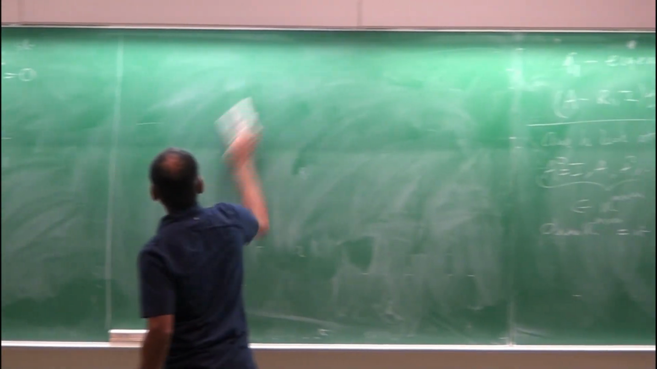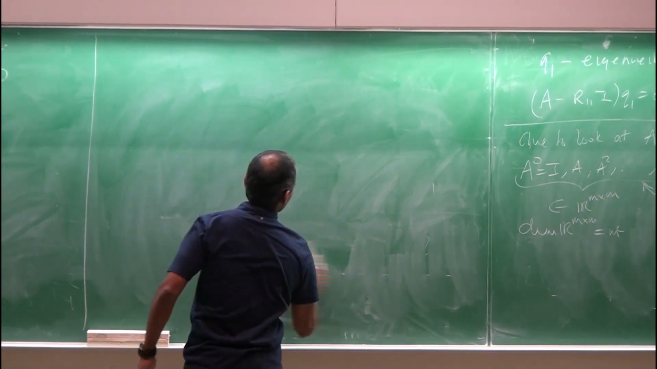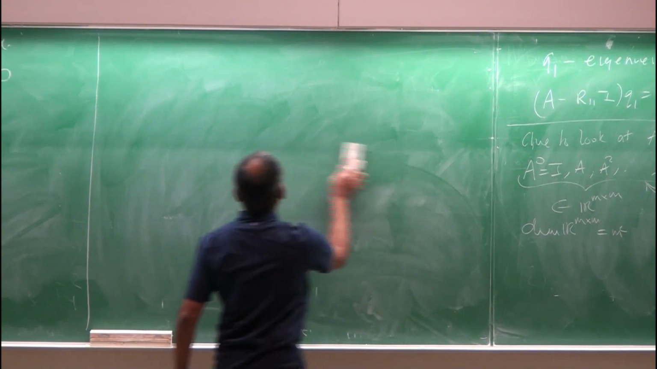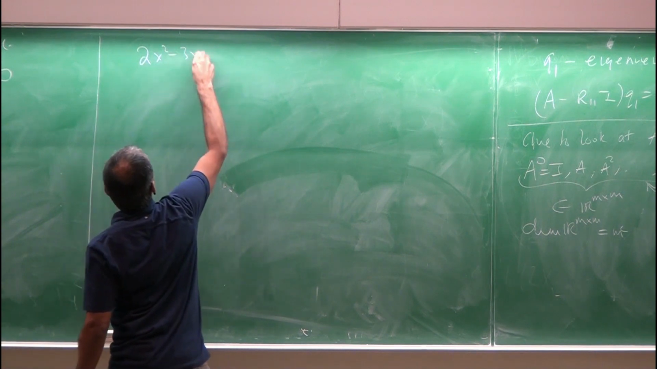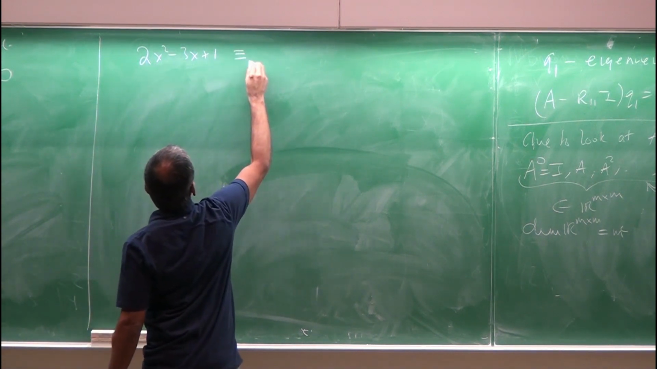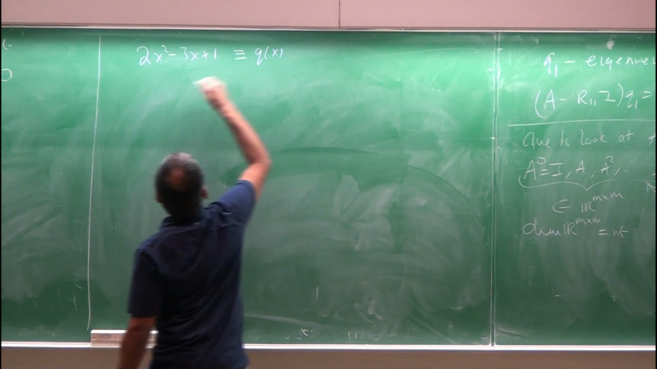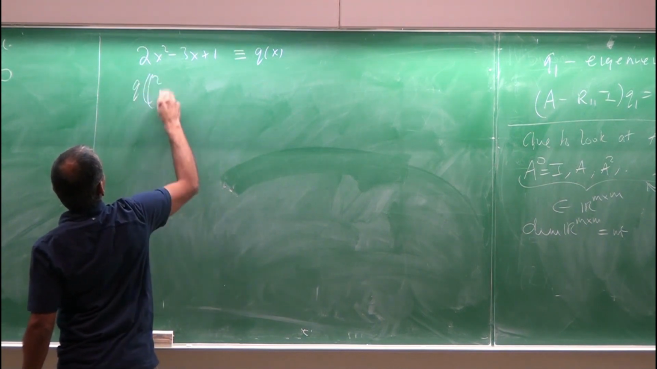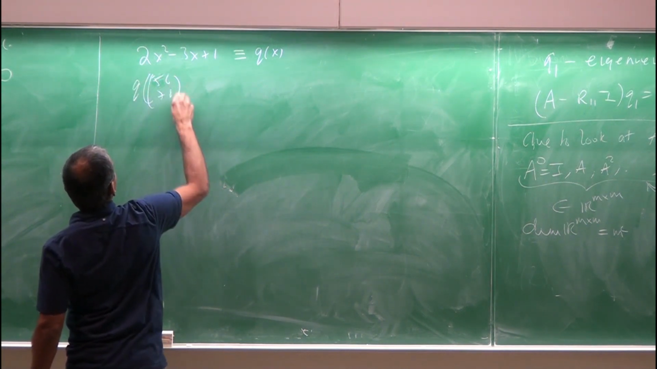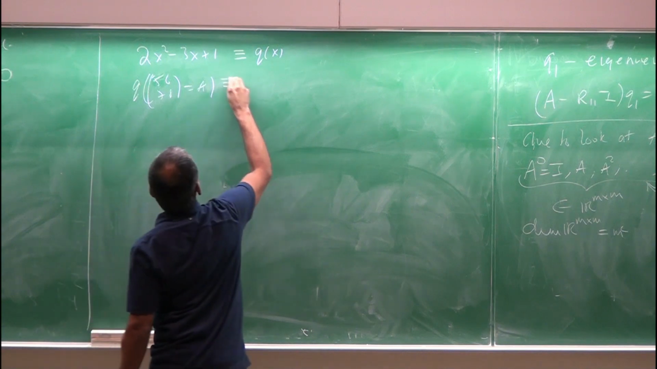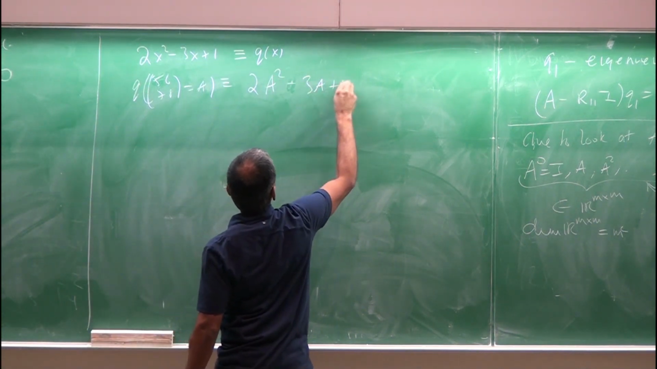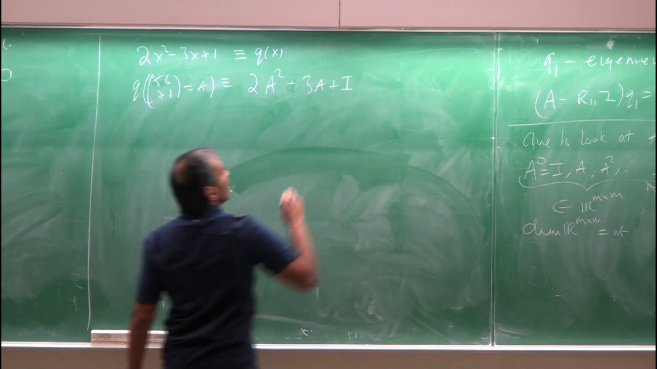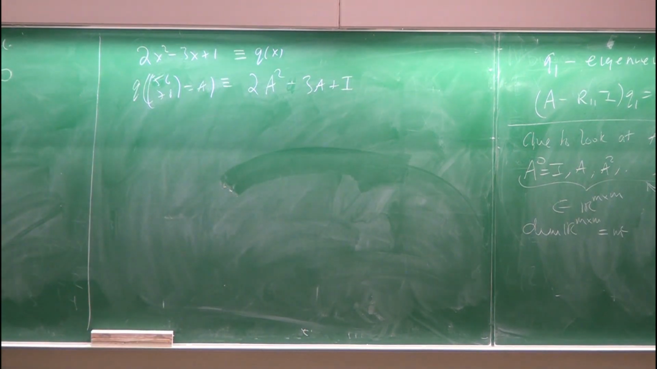Now here's the important observation, and this is the part that is really hard to reach without noticing this connection with polynomials. If I give you an arbitrary polynomial like 2x squared minus 3x plus 1, I can make sense of that even if I put a matrix inside it. If I put the matrix A, for example, 5, 6, 7, 8, I can define that to be 2 times A squared minus 3 times A plus the identity, and it will be a well-defined matrix.